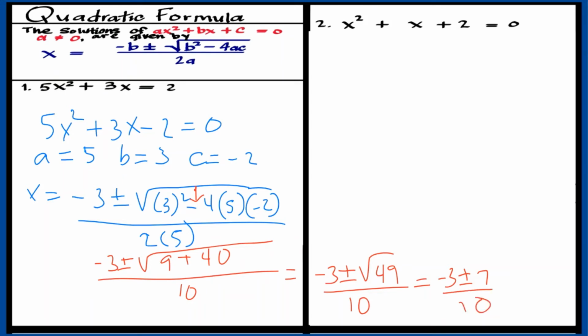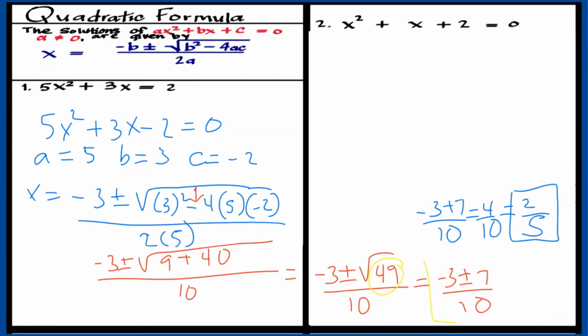So I have to simplify that 49. And now I do not leave my answer just written like this. It looks weird, so I need to expand it out. So I get negative 3 plus or minus 7 over 10, which is 4 over 10, which is 2 over 5 when I reduce it. So one answer is 2 over 5, and then the other one I get negative 3 minus 7 over 10, which gives me negative 10 over 10, which is negative 1.